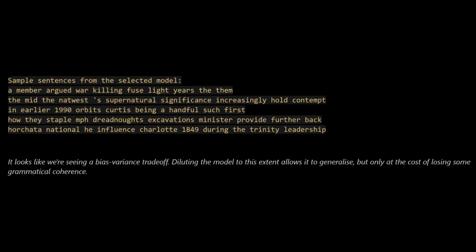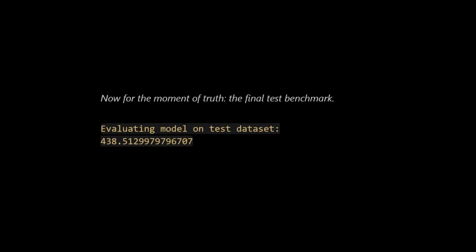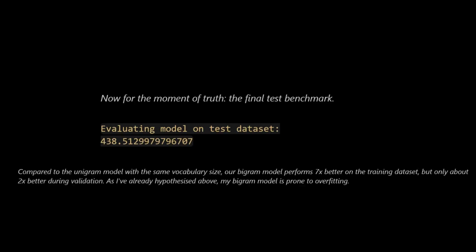Taking a look at some sampled sentences from the model, we can immediately notice that grammatical coherence has really taken a hit. Could I have done better? Probably. There are a lot more sophisticated backoff techniques out there, and I didn't even get into smoothing. Unfortunately, I only had so much time to work on this project. Evaluating the fruit of all my labor on the final held-out chunk of the dataset, we get about 400 perplexity, which is an improvement of 60% or so over my unigram model.